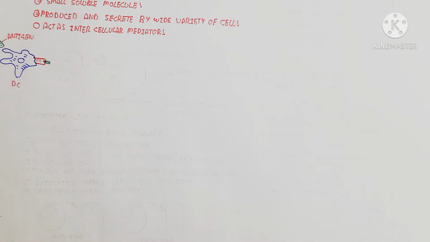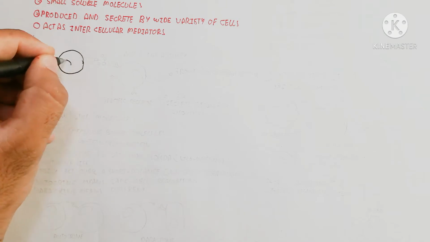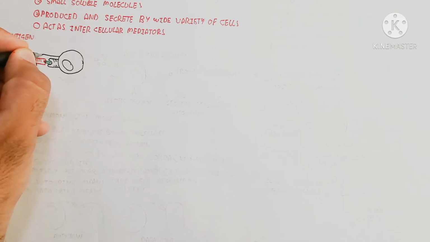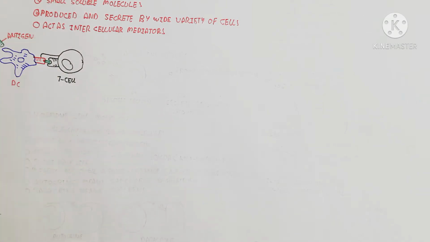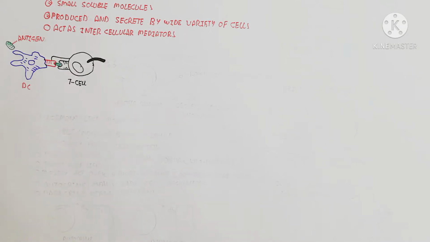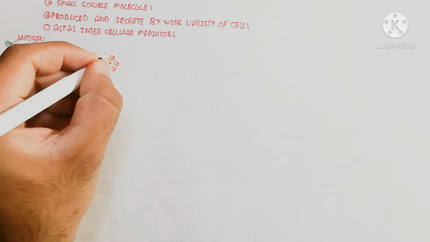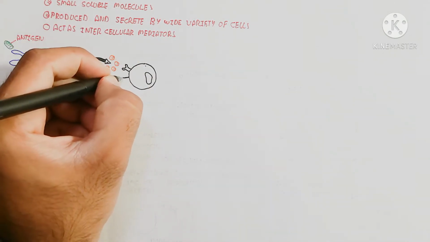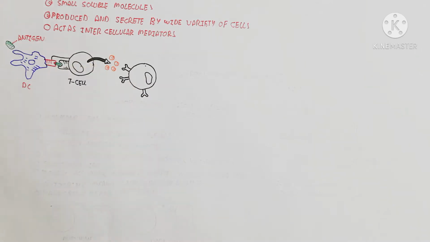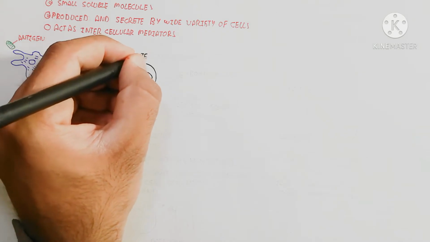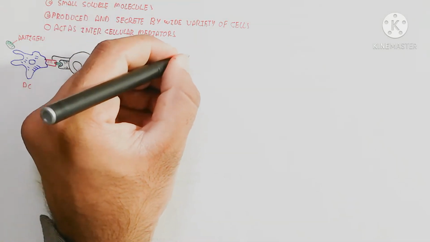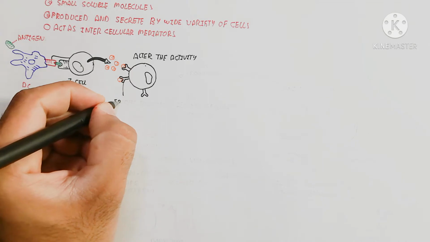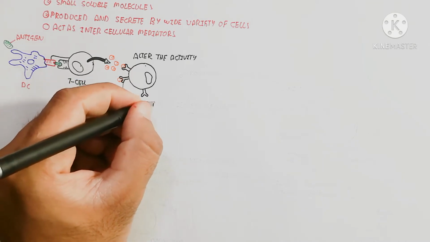Let's look at an overview. The dendritic cell, for example, recognizes the antigen. You should remember that the T cell is activated and differentiates, and it produces the cytokines. A cytokine binds to another cell to make it proliferate. It means the activity, growth and differentiation are altered, so specific receptors are present.